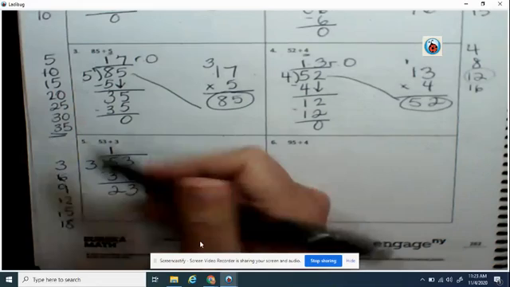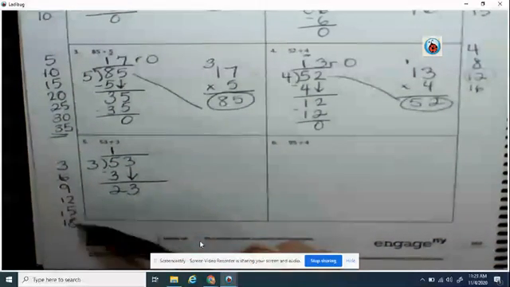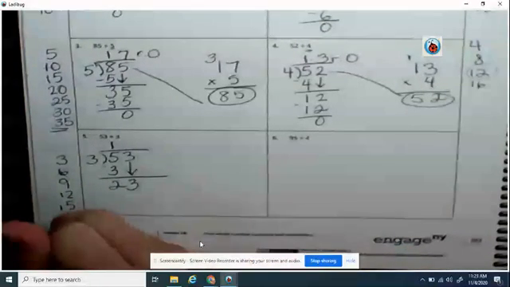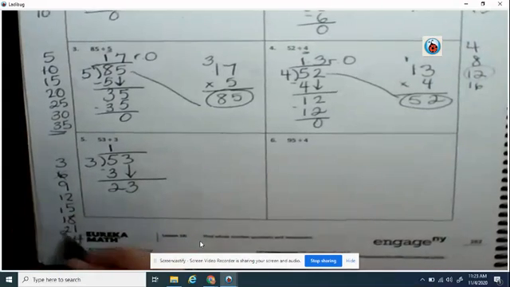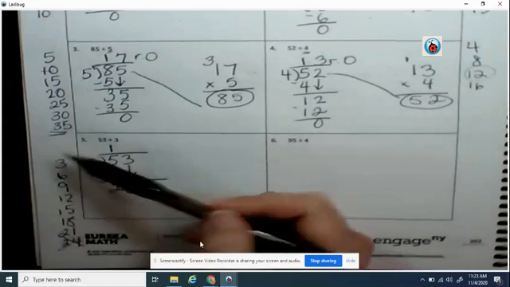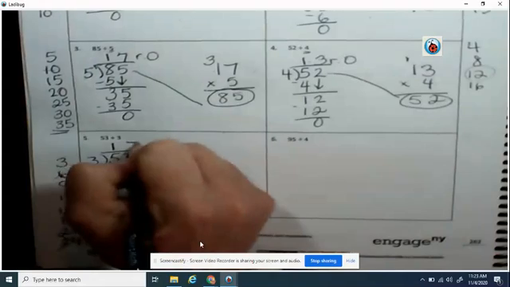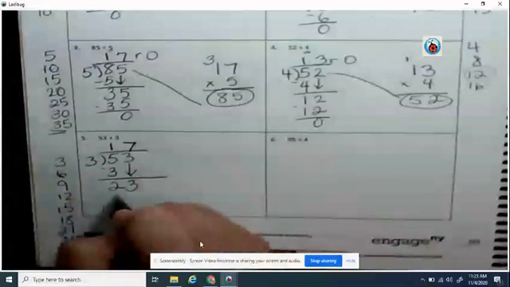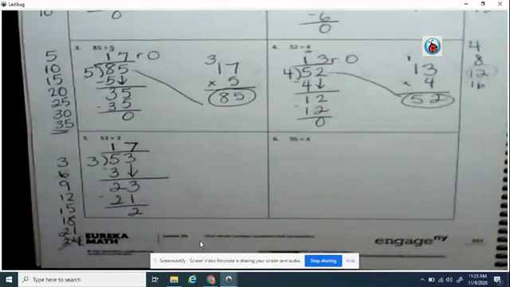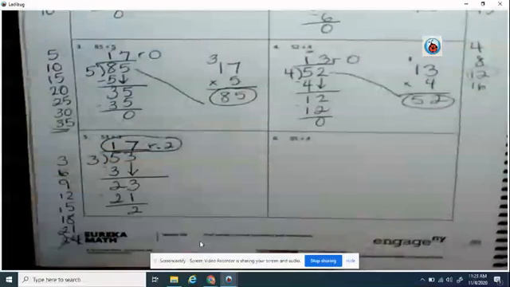Okay. So 3 times what gets me close to 23? 3 times, okay, 18. Let's do 21. And then let's do 24. I can't quite go to 24. That's too far. But 3 times what gets me close to 23? 1, 2, 3, 4, 5, 6, 7. 21 is as close as I can get. So 3 times 7 is 21. That leaves 2 left over. So I have 17 with a remainder of 2 left over.